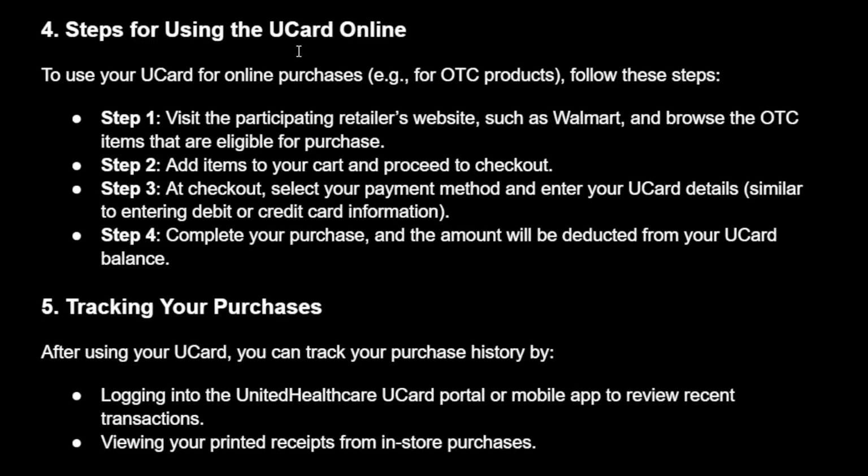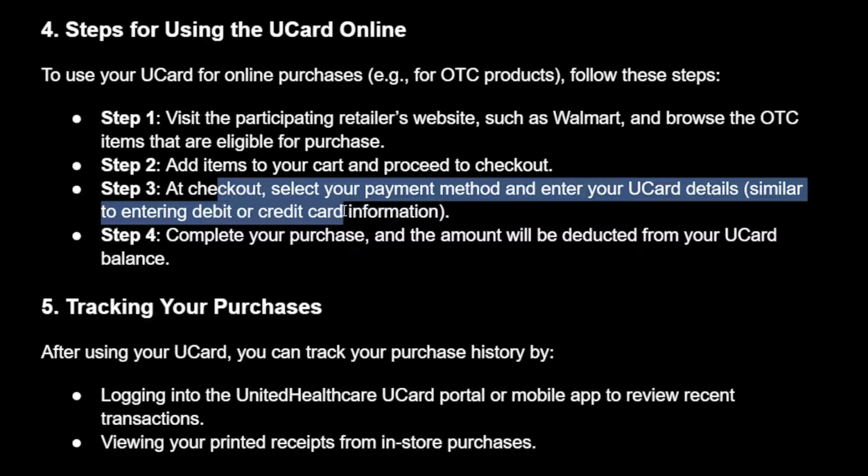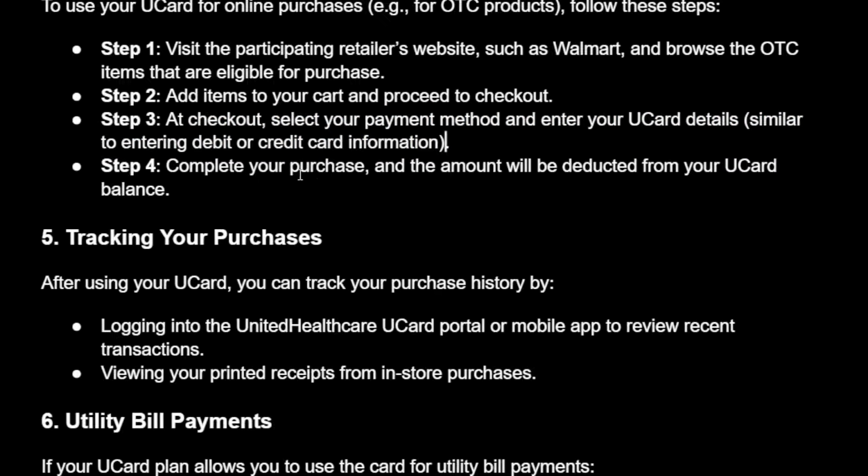If you want to use it online, you will visit a participating retailer's website such as Walmart and browse the OTC items that are eligible for purchase. You can add items to your cart and proceed to checkout. At the checkout, select your payment method and enter your UCard details, similar to entering a debit or credit card information. Then you will complete your purchase, and the amount will be deducted from your UCard balance.